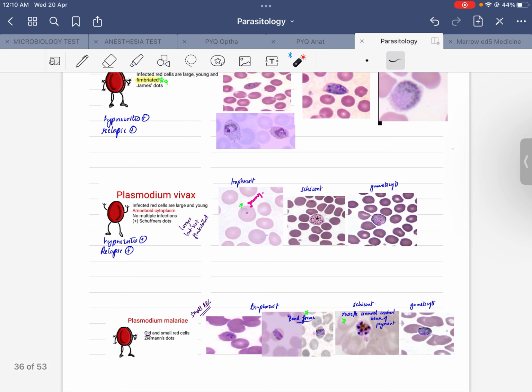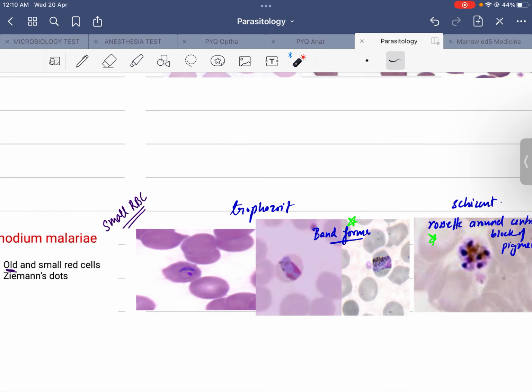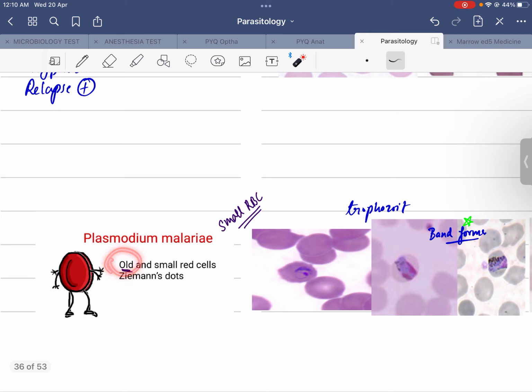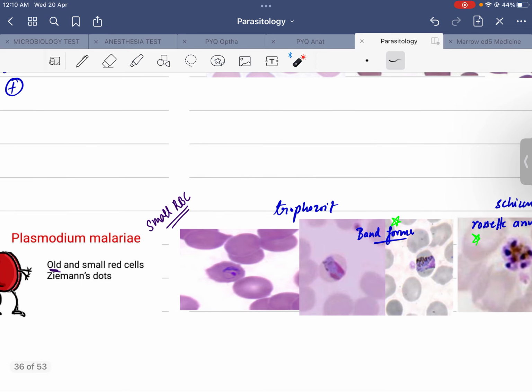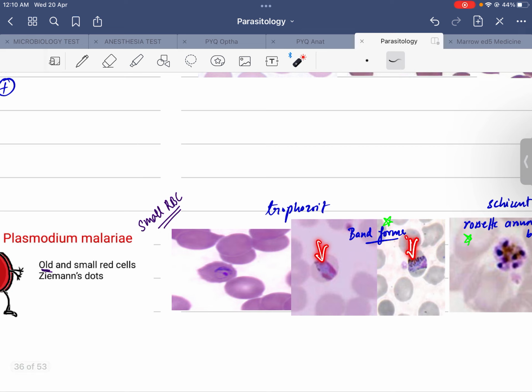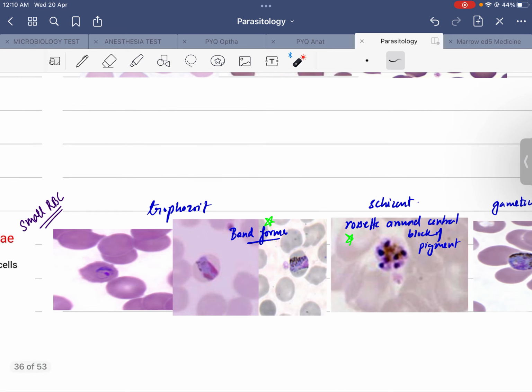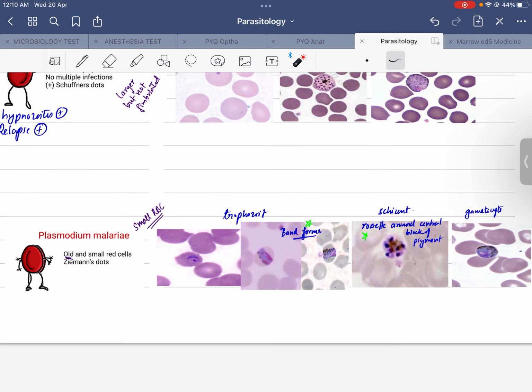How do you identify malariae? First of all, malariae will infect old RBCs, so they'll be smaller. Look at the RBC, it is smaller than the surrounding RBC. So this is most likely malariae infection. And these band forms are specific for malariae, Plasmodium malariae. In the schizont stage, the pigment deposition will be in the center, and then you will have the appearance of a rosette. If you have a rosette appearance in the schizont, that is definitely malariae.